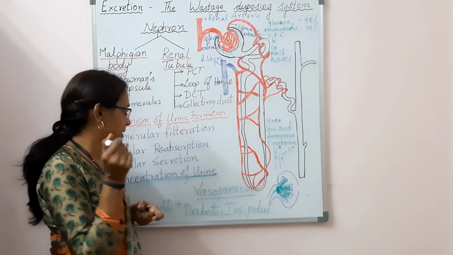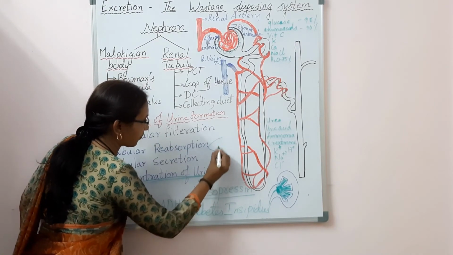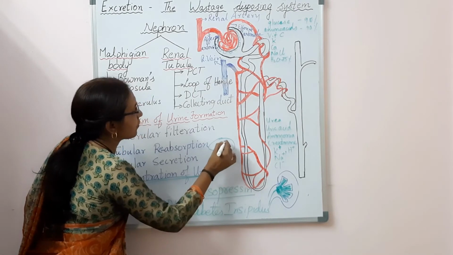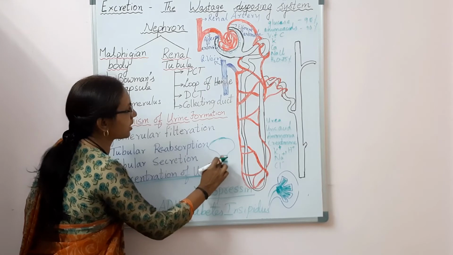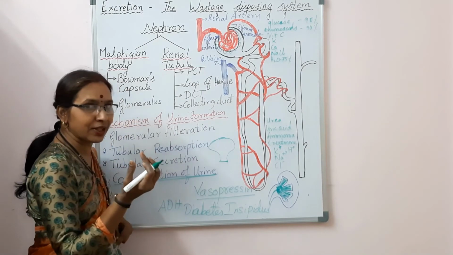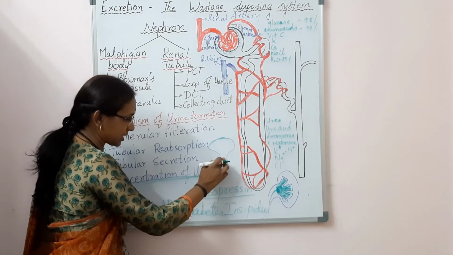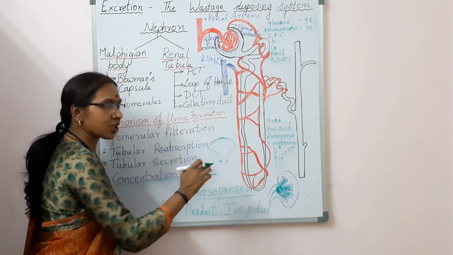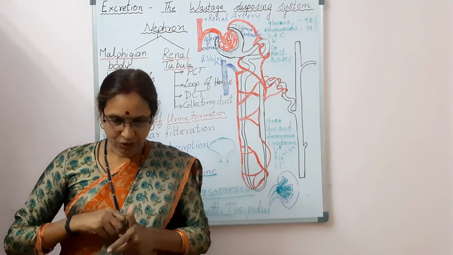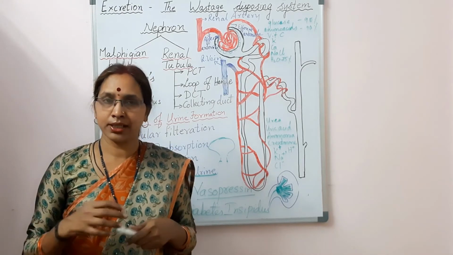If you see the urinary bladder, it has two sphincters. When it is filled to 300, 400 ml, the first sphincter opens, and then when it is completely filled, the person feels the urge, and the second sphincter also opens, and then he feels the urge of urination. So this is how urine is formed by the nephrons.